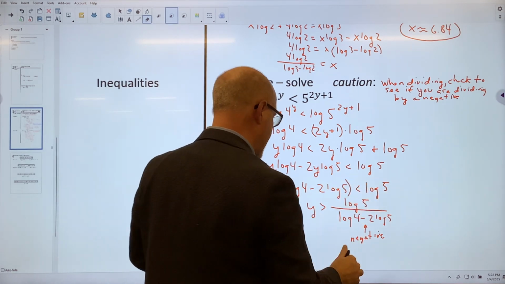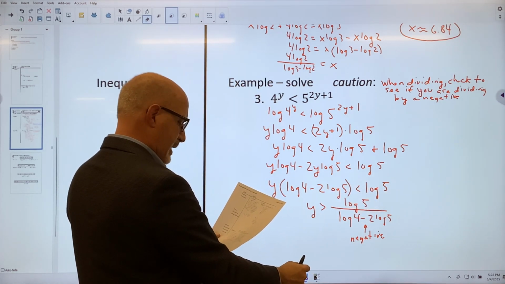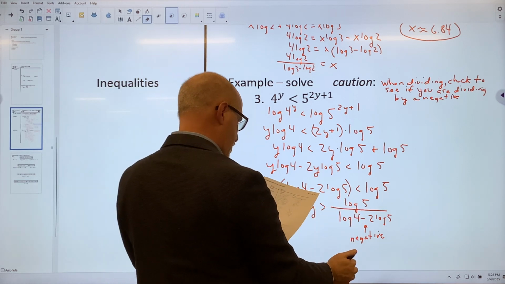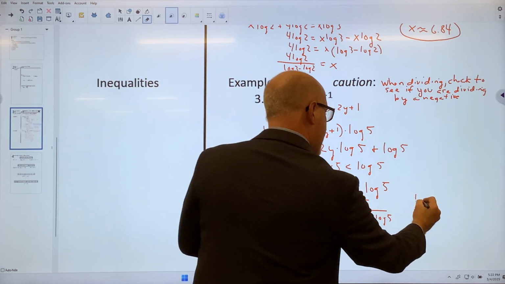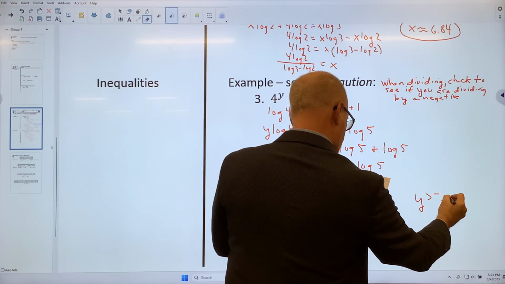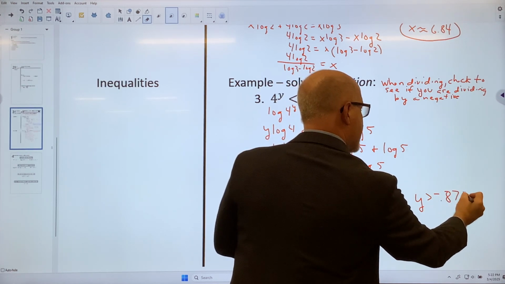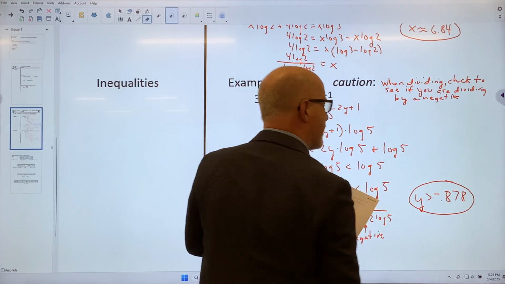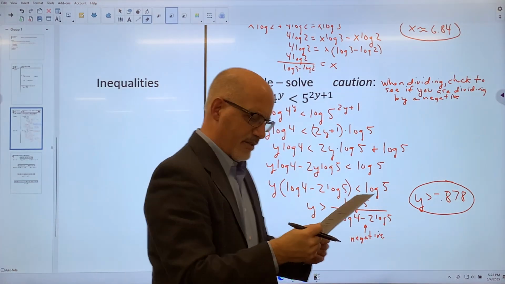If I do this division on my calculator, I'm going to get y is greater than about negative 0.878, approximately, if I round it to the third decimal place.